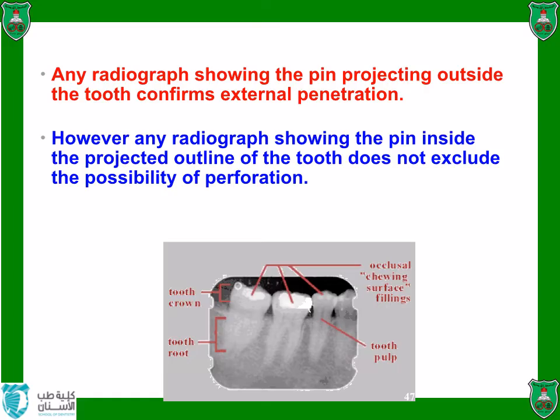However, any radiograph showing the pin inside the projected outline of the tooth doesn't exclude the possibility of perforation. يعني إذا أخذنا صورة الأشعة ومبين إنه البن مش طالع من حدود السن الموجودة عندنا، هذا لا يمنع إنه في عنا penetration. يعني أنا حطيت البن في عندي bleeding بيطلع، لكن أخذت صورة أشعة لقيت إنه البن موجود within contour of the tooth structure. هذا لا يمنع إنه أنا عملت perforation إما بقل أو lingual tooth، مش شرط يكون على proximal surfaces أو away from the contour of the tooth.